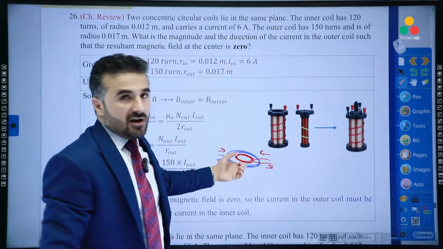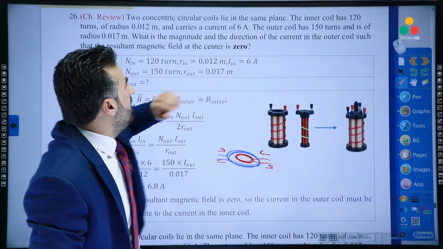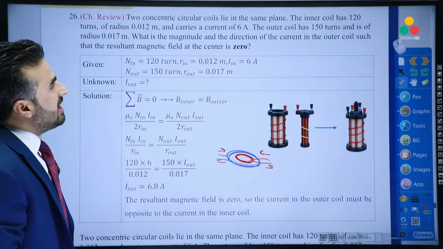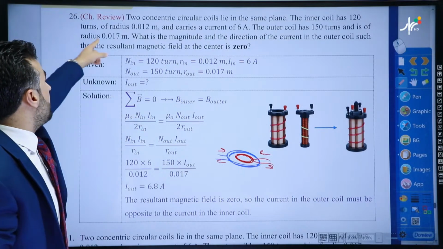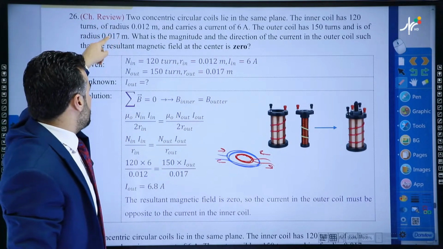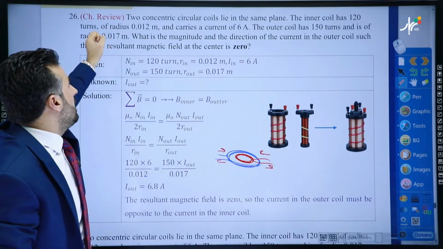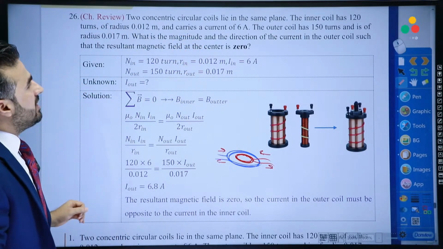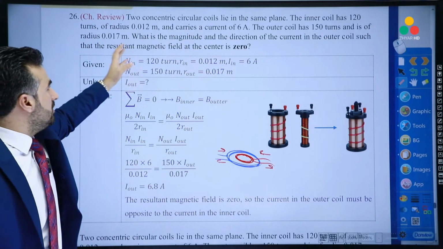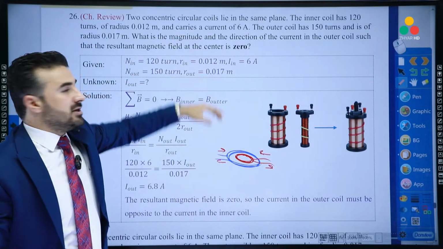The outer coil, that would be the blue coil, has 150 turns, and its radius is 0.017. You can see the radius is bigger. What is the magnitude and the direction of the current in the outer coil such that the resultant magnetic field at the center is 0?